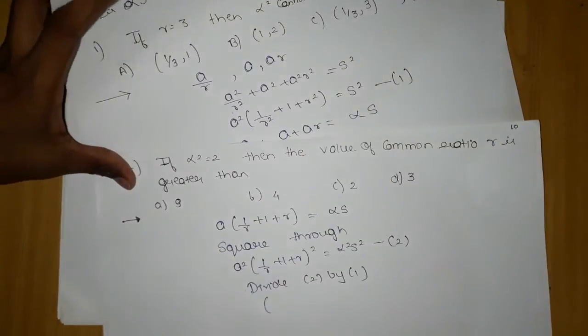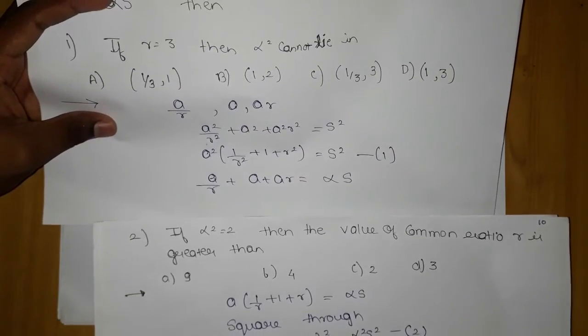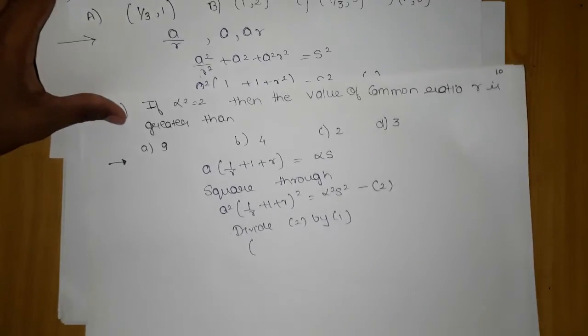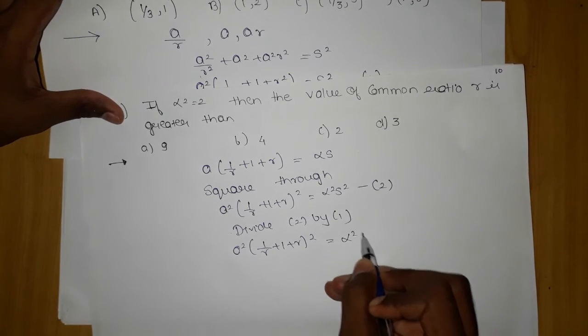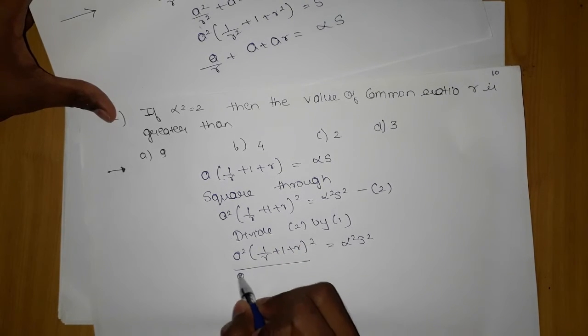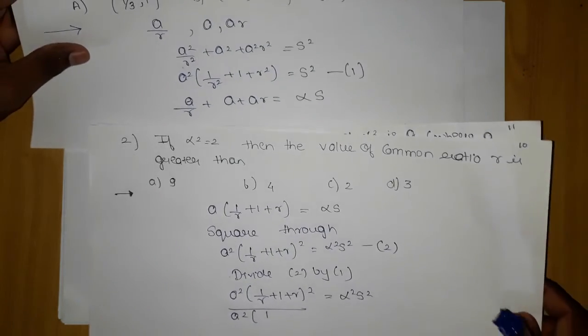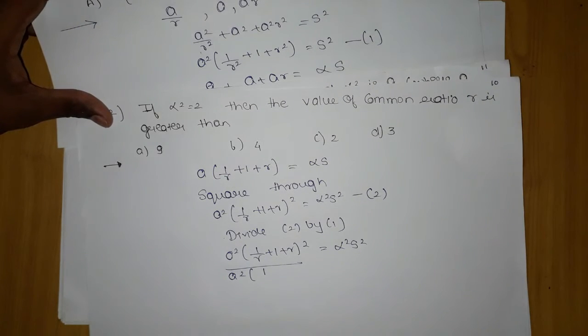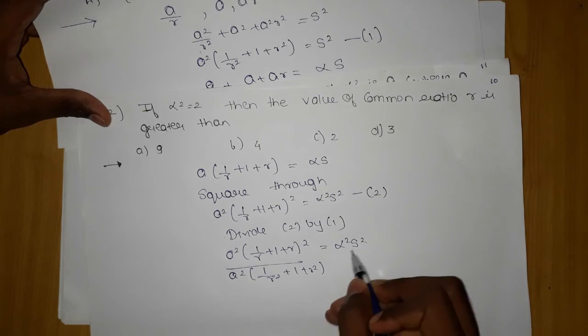If I observe what we are getting here, we will divide 2 by 1, so A square into (1 by R plus 1 plus R), the whole square, is equal to alpha square S square upon A square into (1 upon R square plus 1 plus R square upon S square).